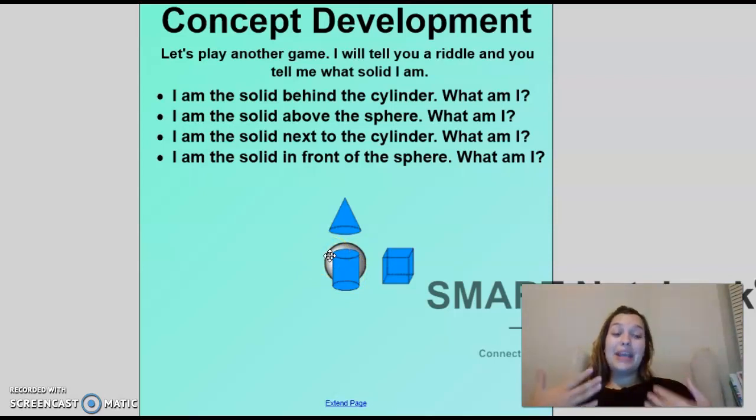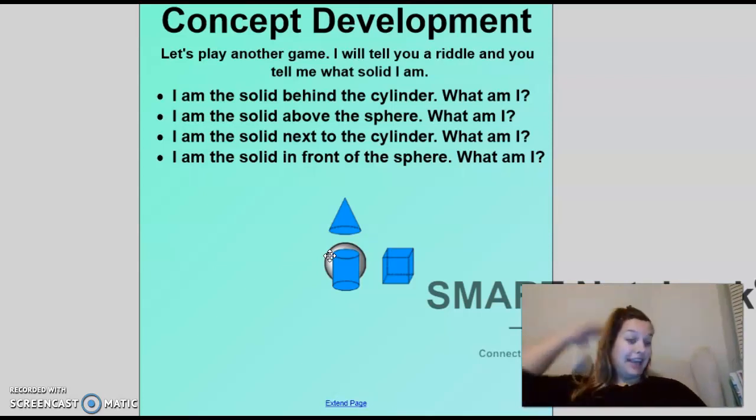You guys are doing a remarkable job with 3D shapes and positional words. Today, we reviewed our 3D shapes: cone, cylinder, sphere, and cube. And we also worked with positional words like above, below, beside, in front of, and behind.